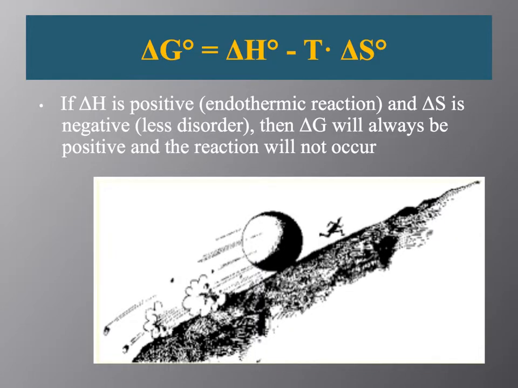Finally, if your delta H is positive, if it's an endothermic reaction, and delta S is negative, it leads to less disorder or a more orderly reaction, then delta G will always be positive and the reaction will not occur. This is a non-spontaneous reaction. Of course, I can't have a picture of that, so we just have an illustration that you will not be chased by a ball rolling uphill. This reaction will not occur. It is not spontaneous.